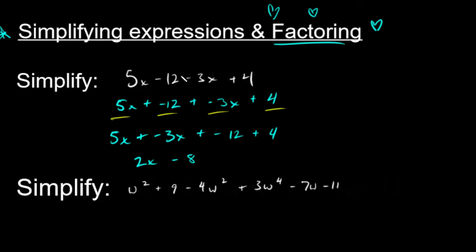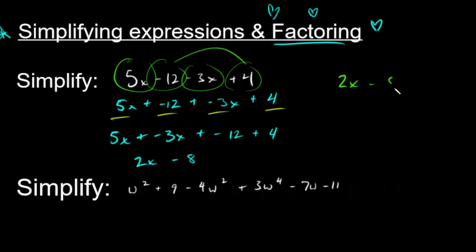So another way to think about this is to think of it like this. I'm going to use this cool green, so just look at all your x's and do them first. 5x and then minus 3x. Well, that's 2x. And then negative 12 and plus 4. And that's minus 8. Right?